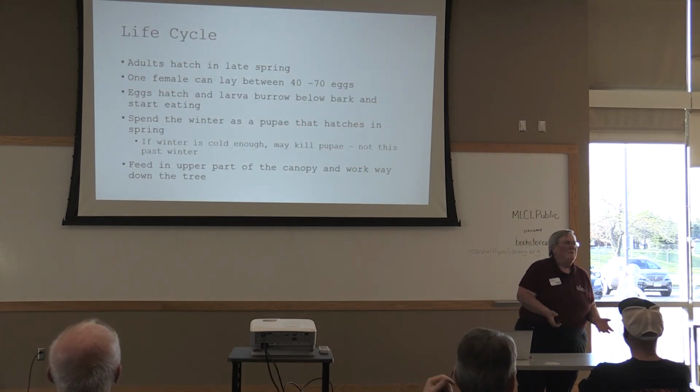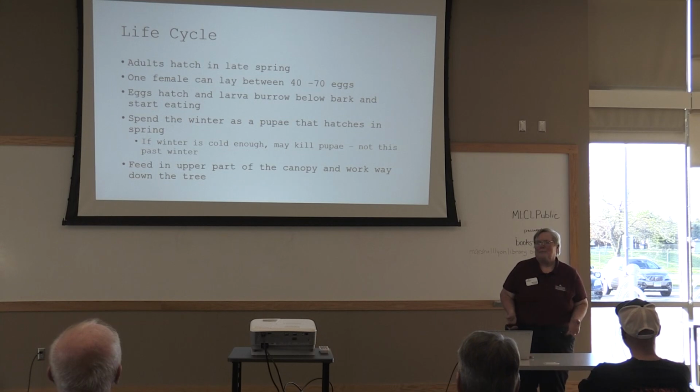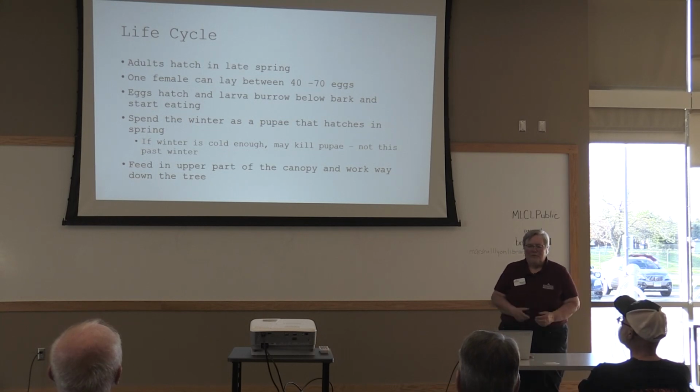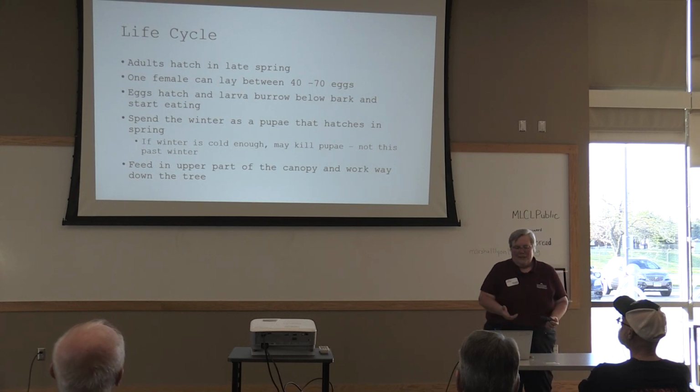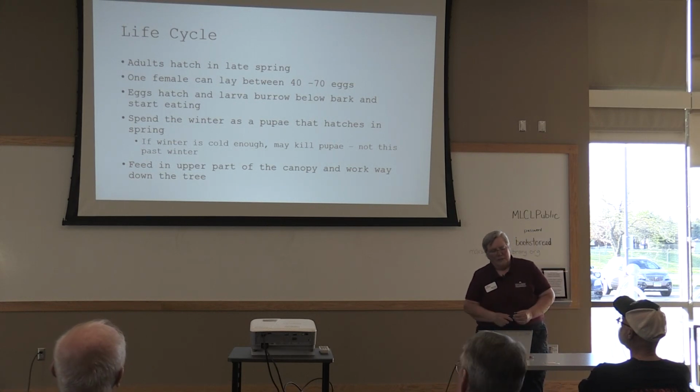So, life cycle. They're hatching about this time of year. One female can lay between 40 to 70 eggs. And there are reports, some people suggest that they can lay even more. The eggs hatch, burrow under the bark, and they start eating.